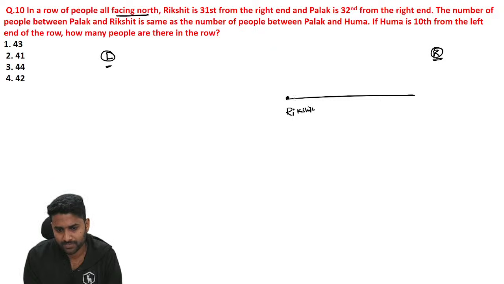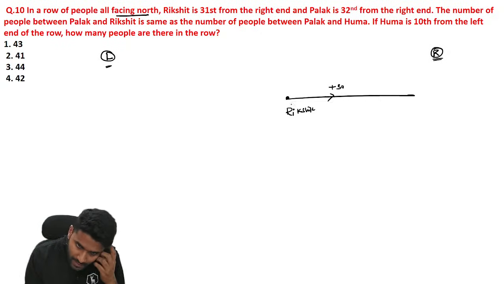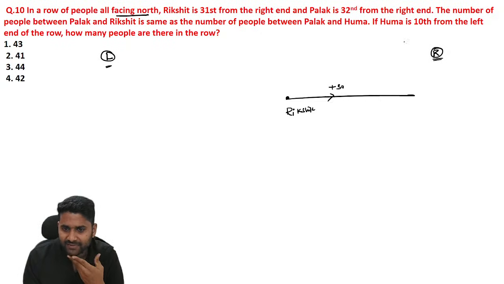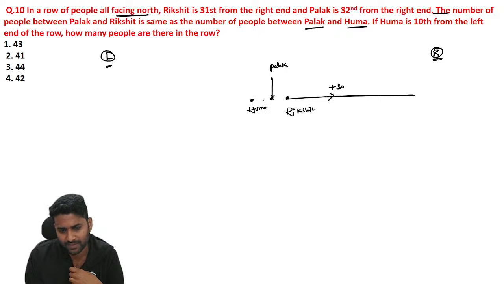See, this is the Rikshit position and towards the right we have 30 more people. And Palak is 32nd from the right hand. So the immediate left person is Palak. This is Palak. Next, the number of people between Palak and Dikshit: no person is there. And the same as the number of people between Palak and Huma. So you can confirm that this is Huma. Why? Because here the gap is 0, here the gap is 0.